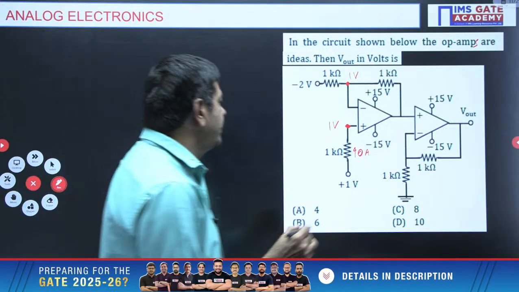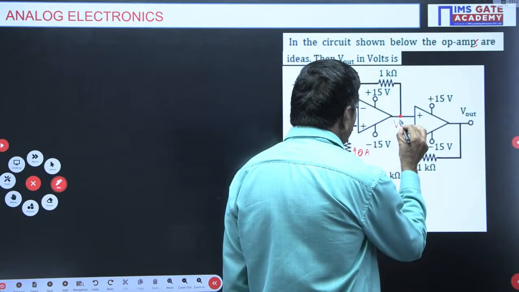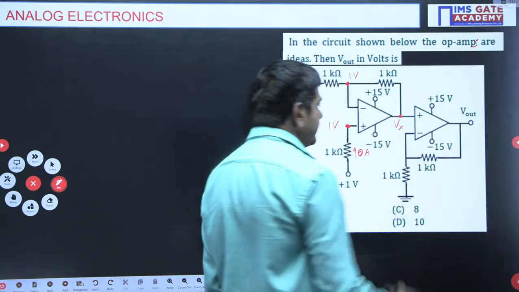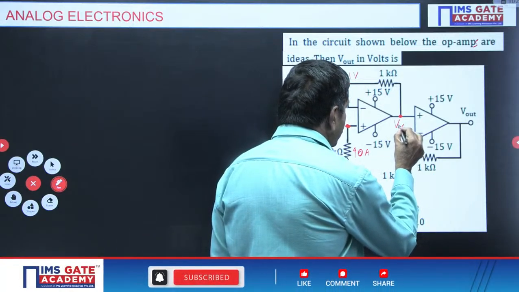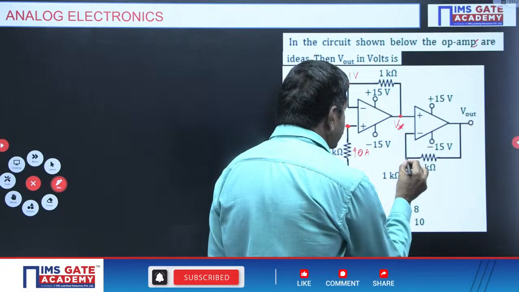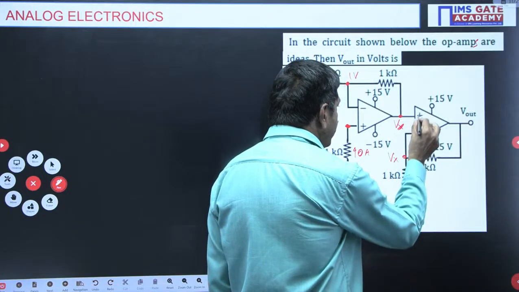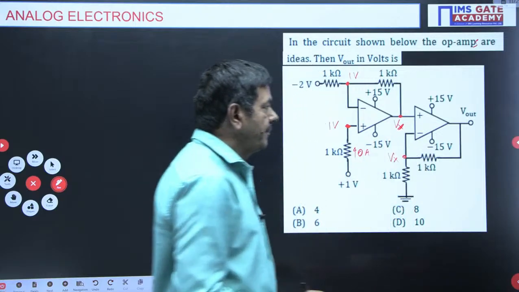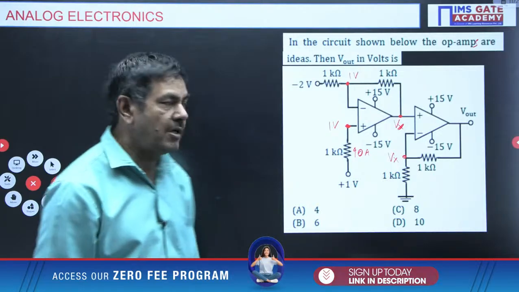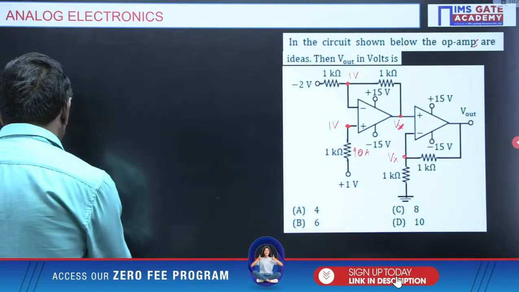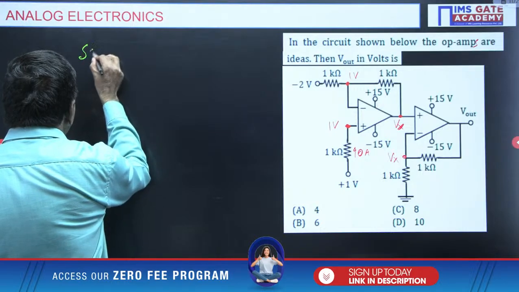I wish to find initially this Vx. The output of the first op-amp I denote by the symbol Vx. This voltage is also the same Vx, because V plus and V minus are the same. Anyhow, without knowing the Vx value, I cannot find V out. How to get Vx? You please watch. I want to find Vx here now.